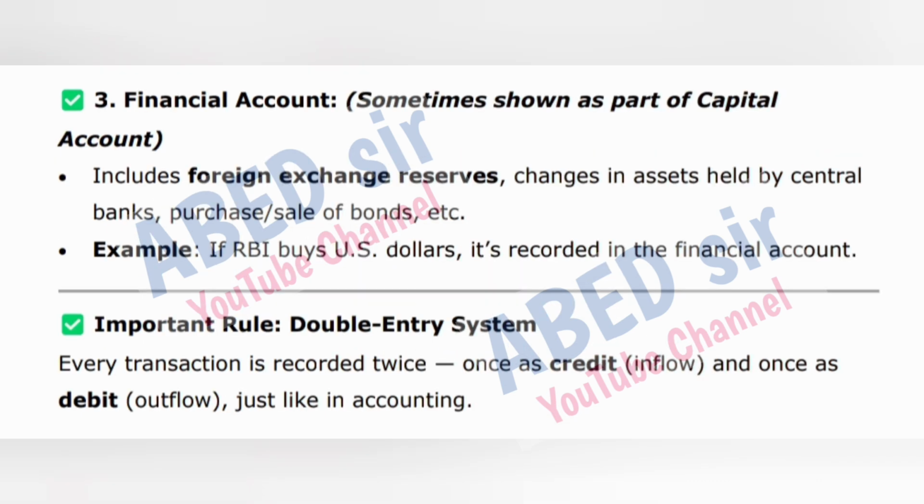3. Financial account, sometimes shown as part of the capital account. Includes foreign exchange reserves, changes in assets held by central banks, purchase and sale of bonds, etc. Example: if RBI buys US dollars, it's recorded in the financial account. Important rule: double entry system. Every transaction is recorded twice, once as credit, inflow, and once as debit, outflow, just like in accounting.